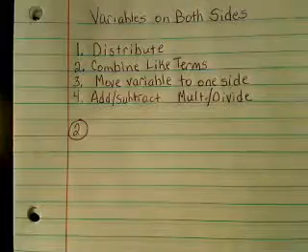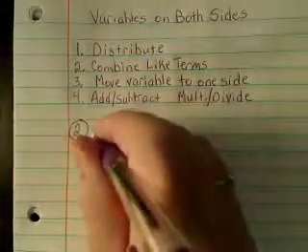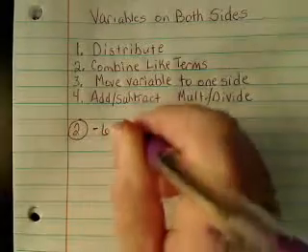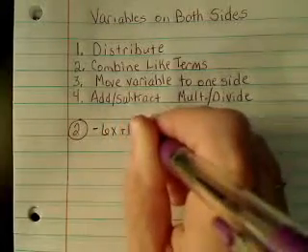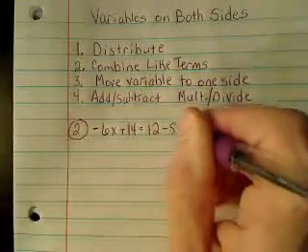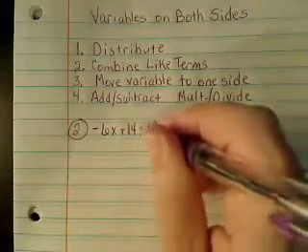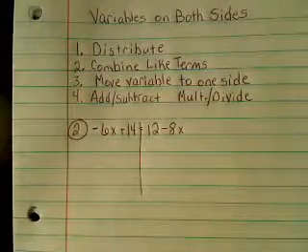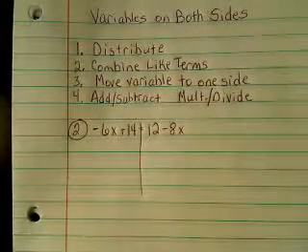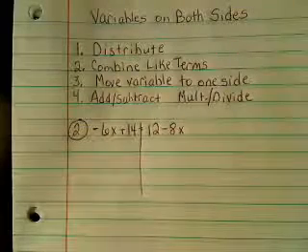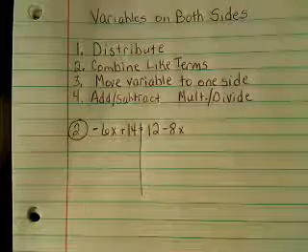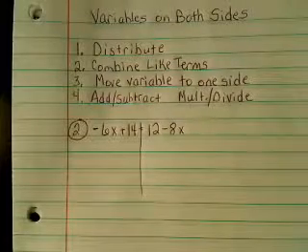Okay, so for problem 2, we have negative 6x plus 14 equals 12 minus 8x. We're doing problem 2 together. All right, my first step says distribute. That means on either side, if I have a parentheses, I'm going to do the distributive property. Well, I don't, so I move to step 2.